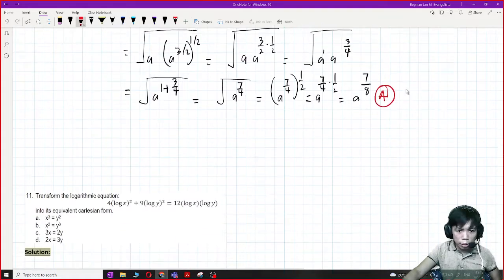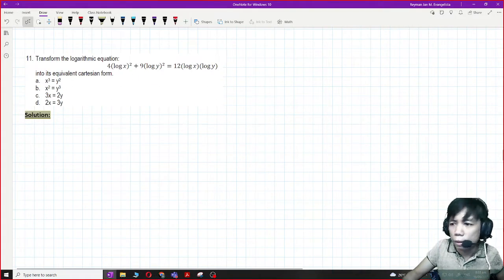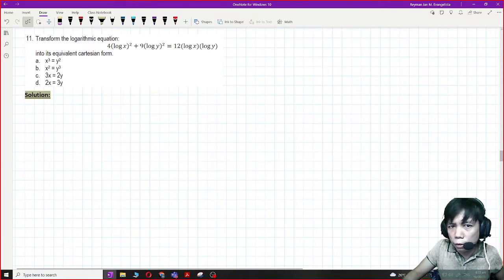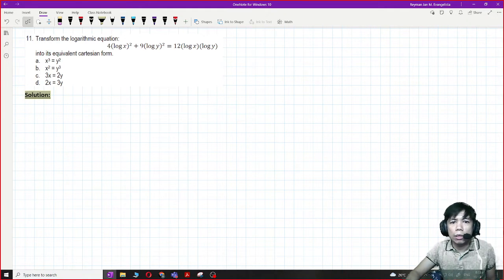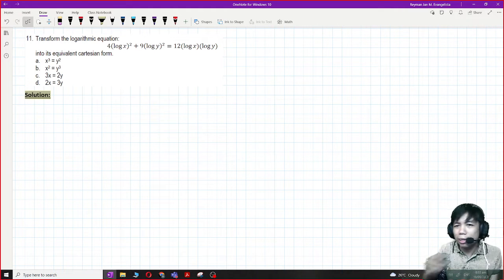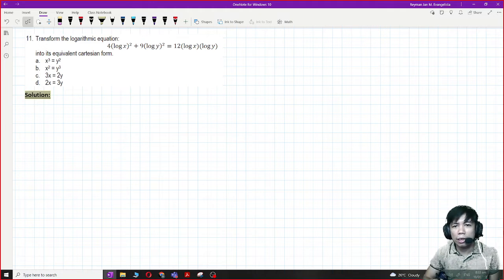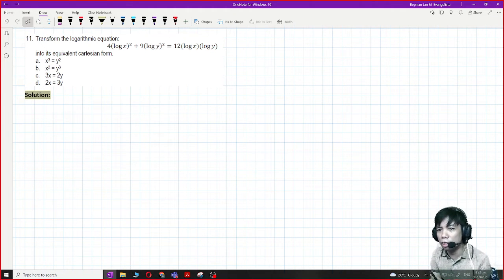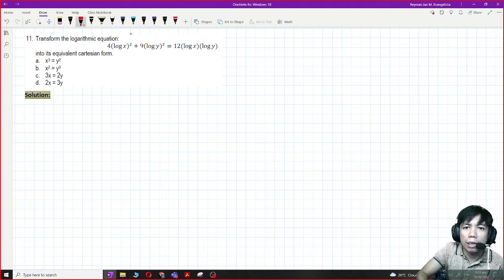Okay, next number 11. Okay, so transform the logarithmic equation 4 log x squared plus 9 log y squared equal to 12 log x and then log of y into its equivalent Cartesian form. So, ibig sabihin guys, kailangan mawala yung mga log-log dyan, yung mga logarithms. Okay, rewrite natin.